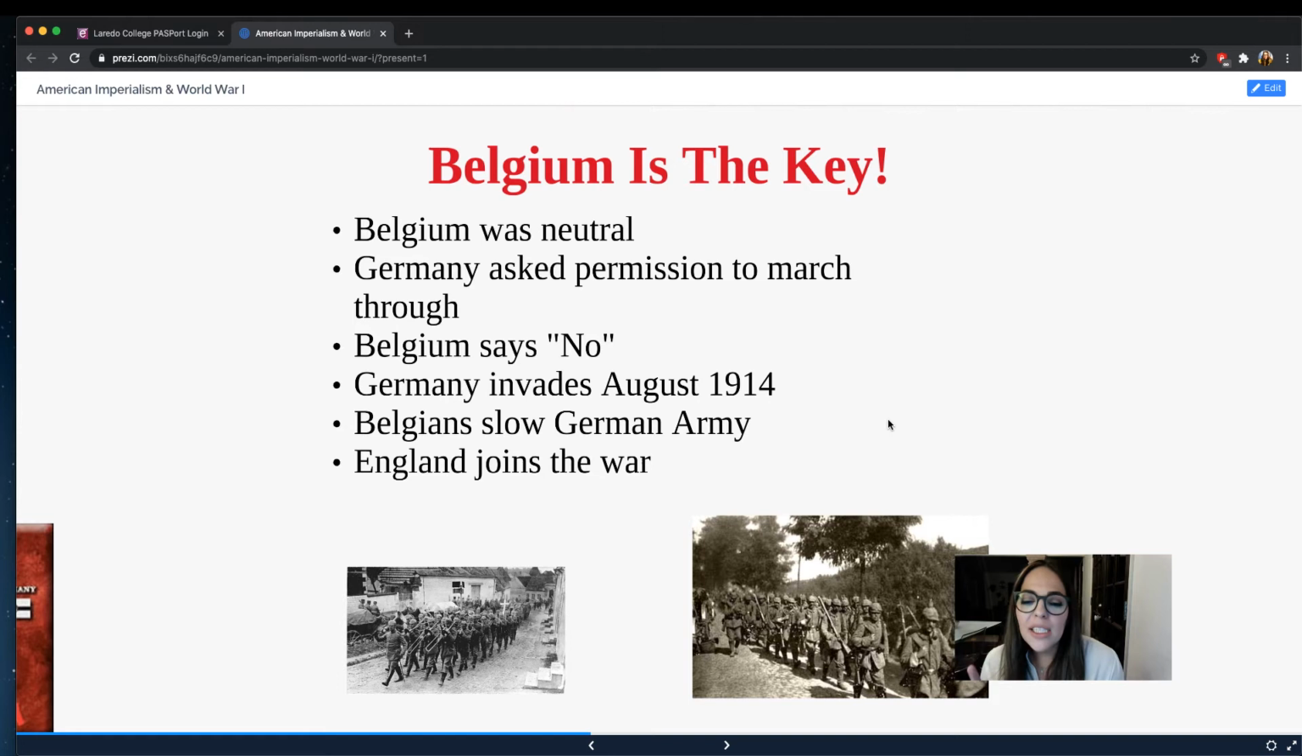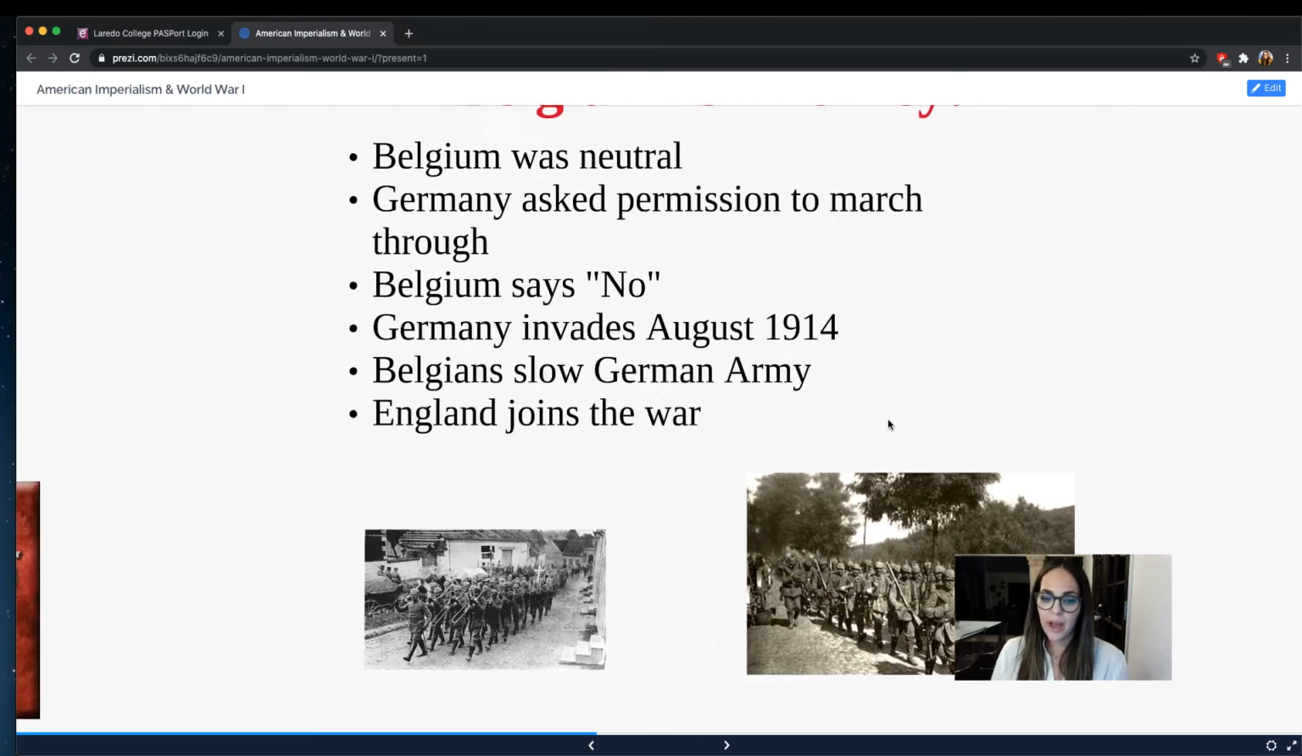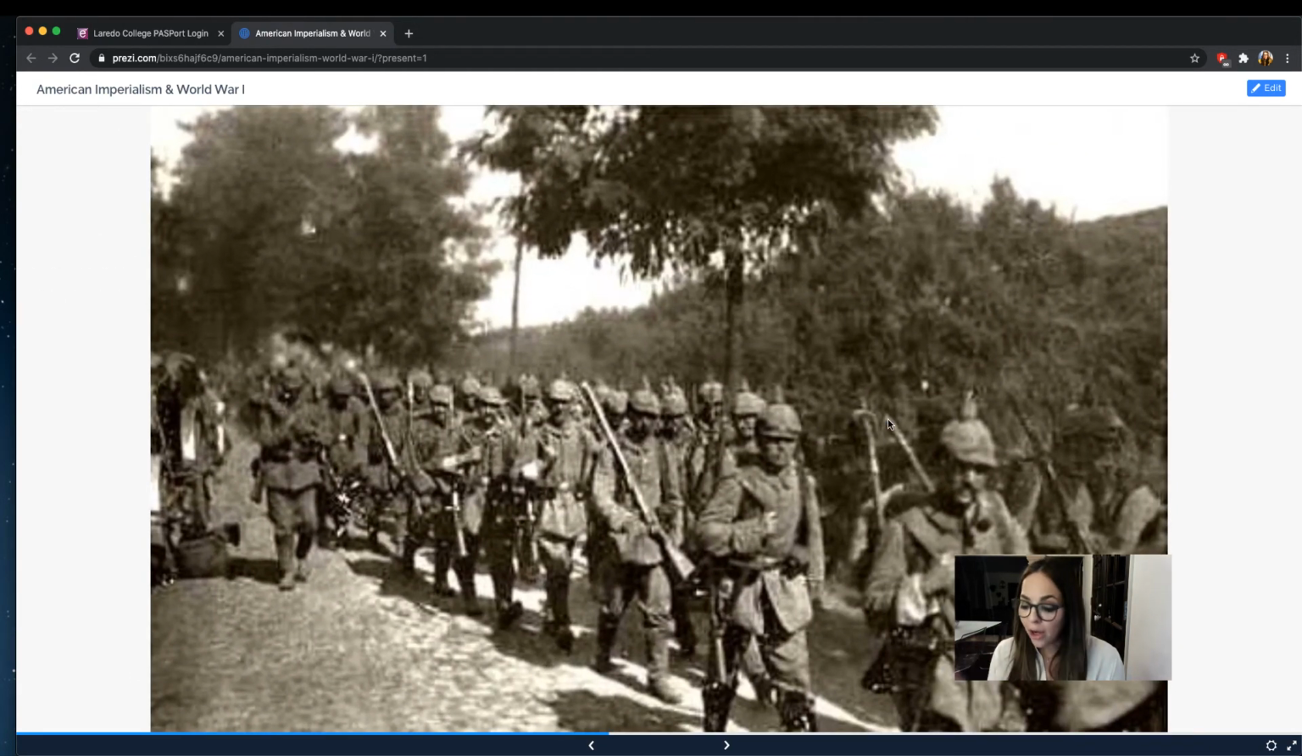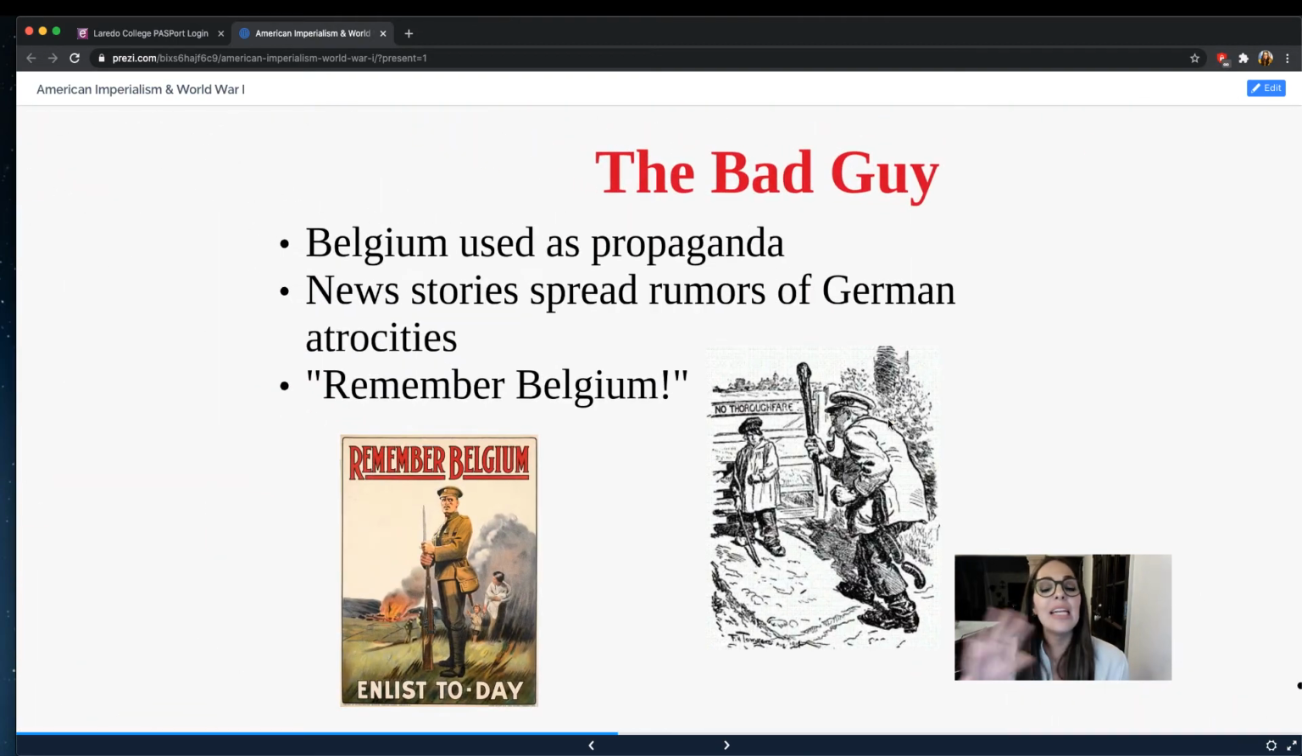So, why is Belgium the key? When Germany attacks Belgium, England jumps in. Right? The British jump in. They are now going to get involved in the war in order to defend Belgium. Okay? And so remember, part of the plan here was to shock the British into not wanting anything to do with this. And that's exactly the opposite of what happens, right?